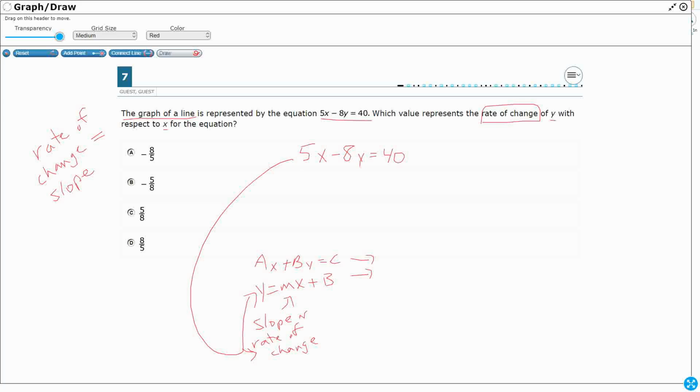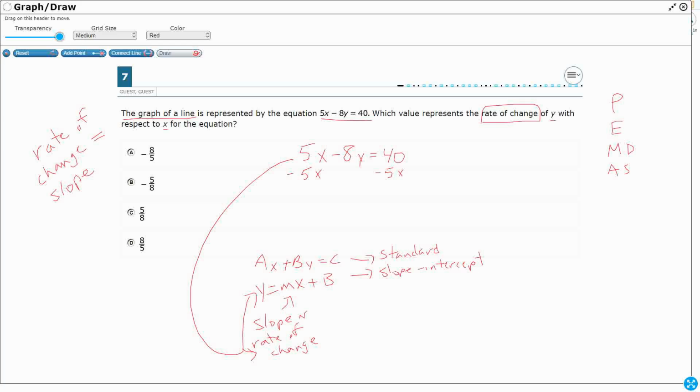All right, so how do we make our standard form look like our slope-intercept form? Well, we need to solve for y, because notice in our slope-intercept form, we've got y isolated over on the left. So how are we going to solve for y? First, I want to subtract 5x from both sides. I'm doing reverse PEMDAS here, so when we are isolating, we are going from the bottom up.